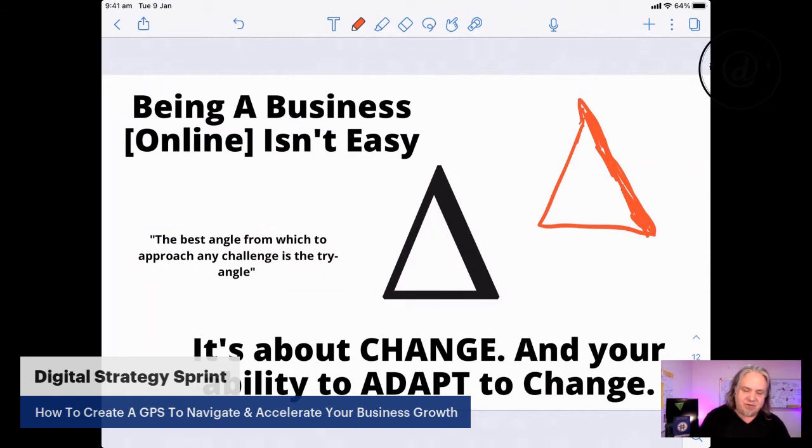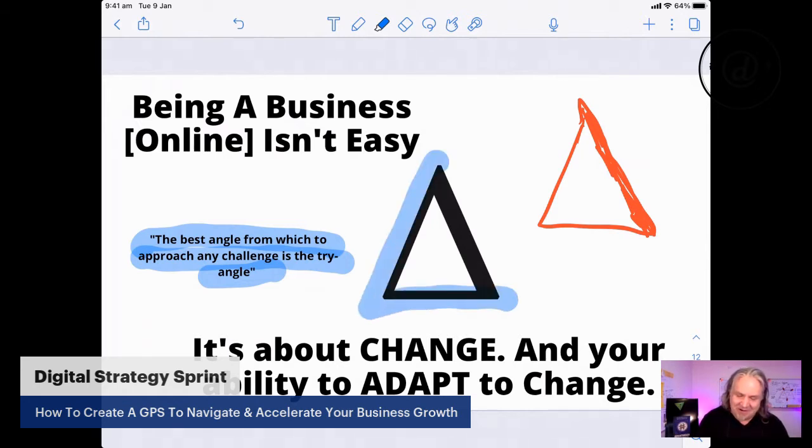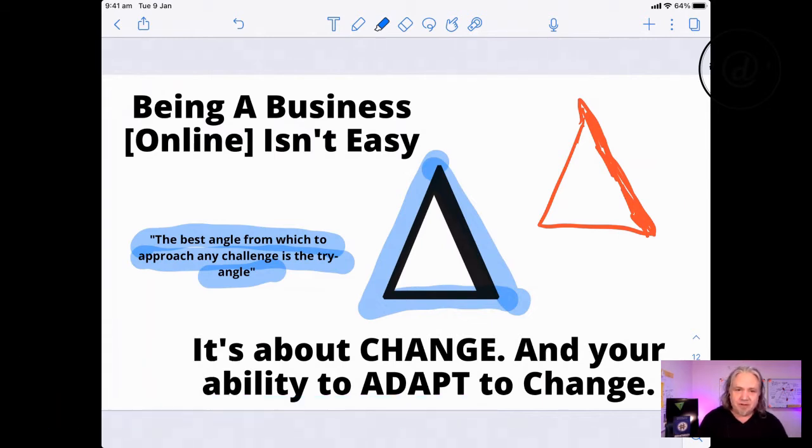And I actually love this. I heard this earlier today. The best angle from which to approach any challenge is the triangle. And I'm actually going to talk a lot about these triangles and how they actually work and how we can use them and how we can leverage them for the business as well. So that's going to be really important coming up. But it's about change, right? And if we can understand that, we can see how it all fits together. So a simple figure like a triangle is our symbol for change.